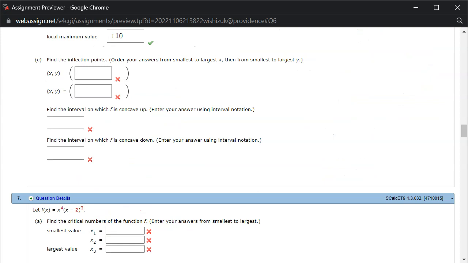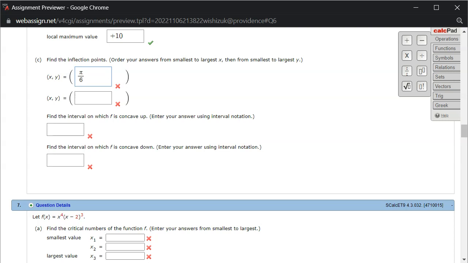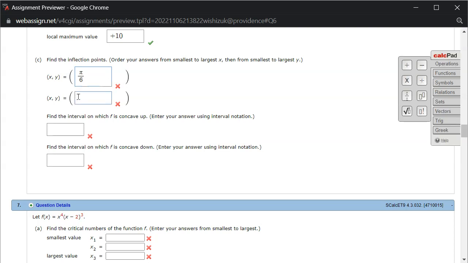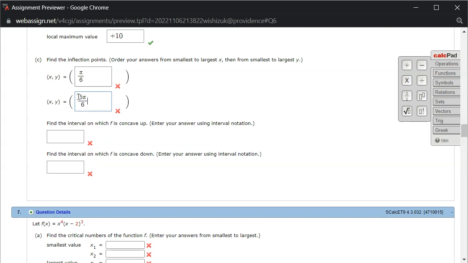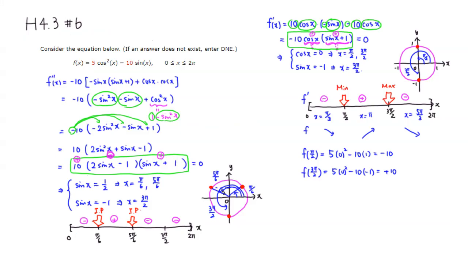I'm going to just type it in. So pi over 6, and then 5 pi over 6. All right, so all you have to do is find the corresponding y value. So let's do that.